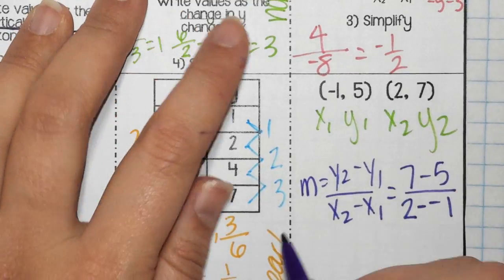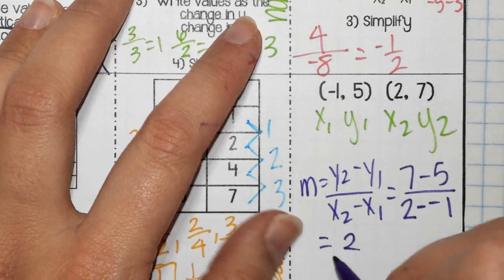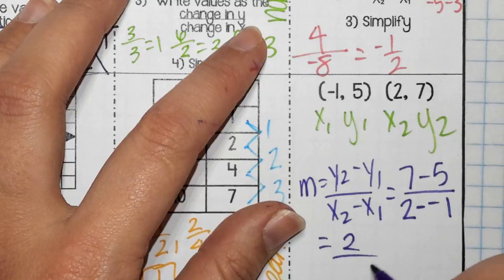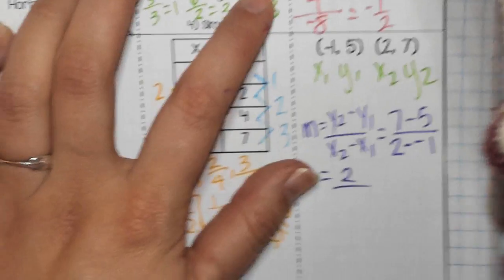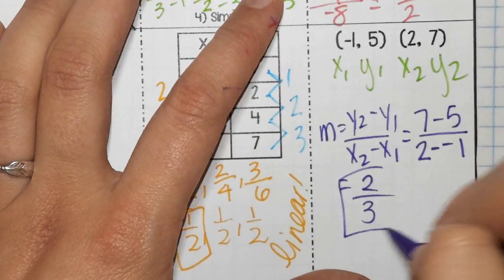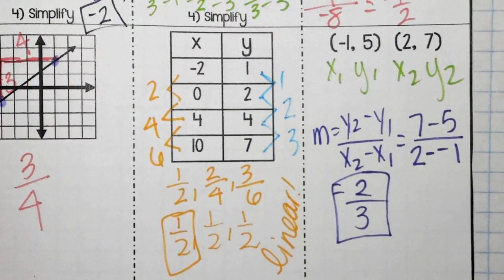Alright, what's 7 minus 5? And what's 2 minus a negative 1? 3. That's it. That's all you do. It's our whole lesson. Now you're going to get your activity.